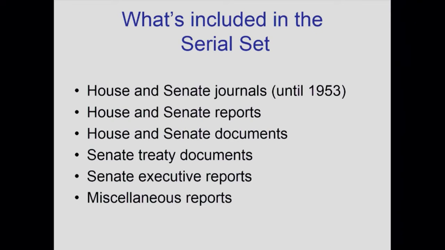So what's included in the serial set? Well, there's House and Senate journals until 1953. There's House reports, House and Senate documents, Senate treaty documents, Senate executive documents, and miscellaneous reports. And what these all amount to is just a wealth of information, particularly for the 19th century. You get the presidential messages, including vetoes, reports on the budgets and appropriations, the President's annual State of the Union address, annual reports of the federal agencies. Back in the 19th century, these were more than the fluff pieces that they are today, so there's actually substantial and substantive information in them.